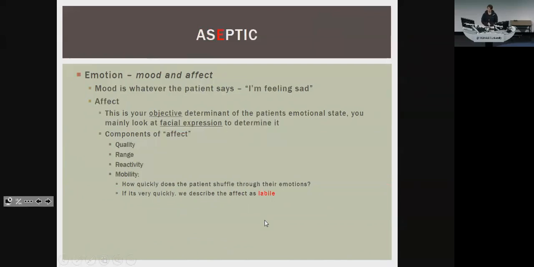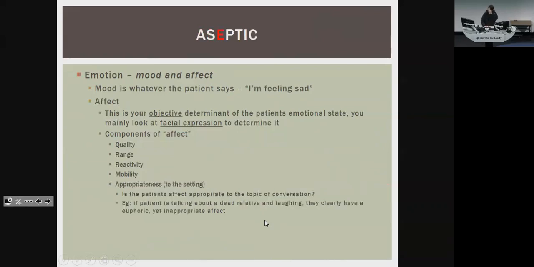Yeah, the range would still be normal because there's only a set number of emotions that humans can experience. You can't make up emotions, but you would describe it as labile. They're flicking between affects very quickly. Appropriateness is different to congruency, and people get confused with this. I did. You specify that you're talking about how appropriate their affect was to the setting. So if you're talking about something sad like 9/11 and the patient's laughing, that is inappropriate to the setting or the topic of the conversation, okay?